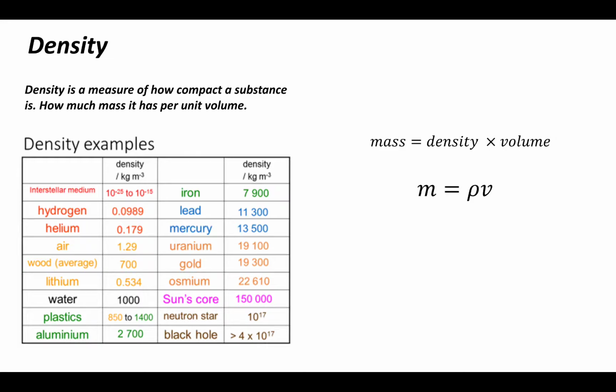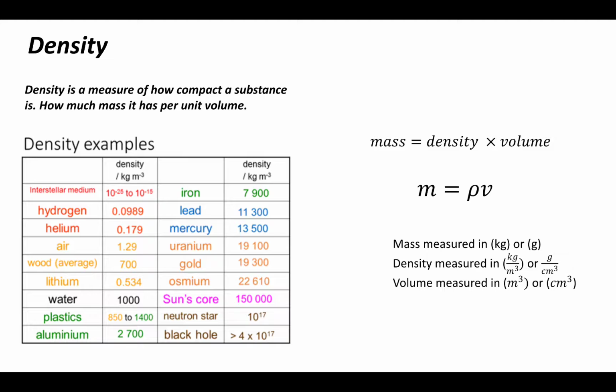So there's an equation: mass is density times volume, or m equals rho V. That's not a p, it's rho, it's a Greek letter. When I manipulate the equation, I'll show you how to use it in a little bit more detail. So if you want to write this down, get some units down.